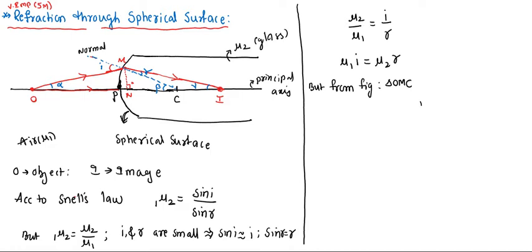In that we know that, you see here, internal angles are alpha and beta, but the external angle is i. Then from mathematics we know that the external angle is equal to the sum of the opposite internal angles, right? This is the external angle OMC. OMC, you see in the triangle, okay.